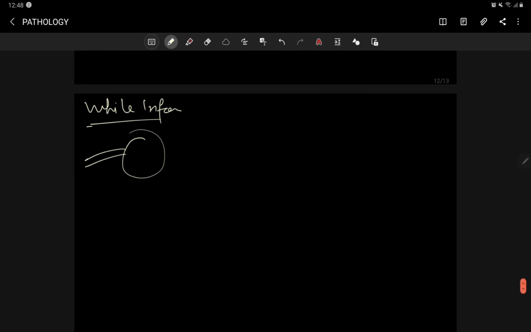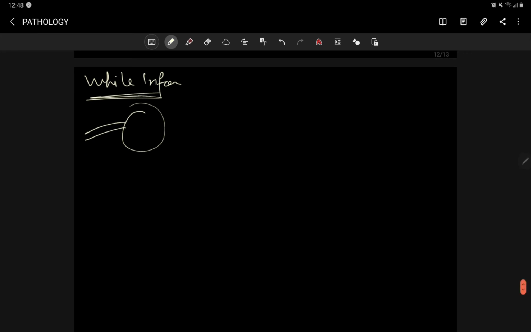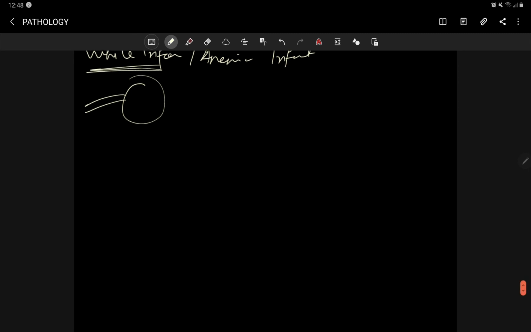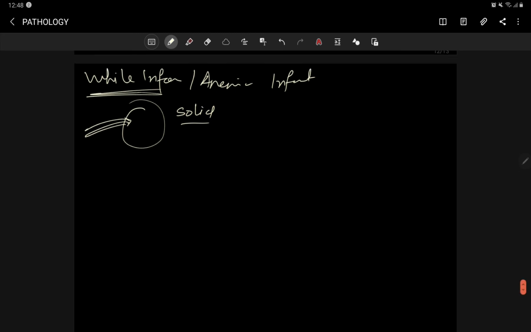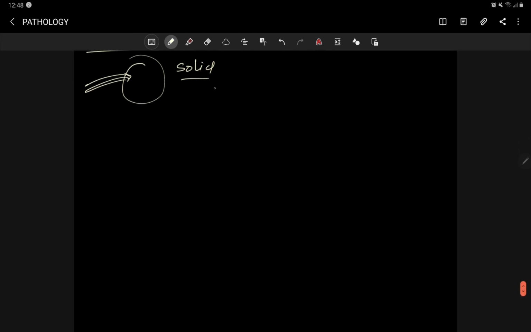Whereas a white infarct is also known as an anemic infarct, because the blood is not coming, so there is less hemoglobin. This is most commonly seen in organs having arterial supply, in solid organs. Examples are the kidney and the heart, because the heart is getting blood from the coronary artery, and the kidney is also getting pure blood.